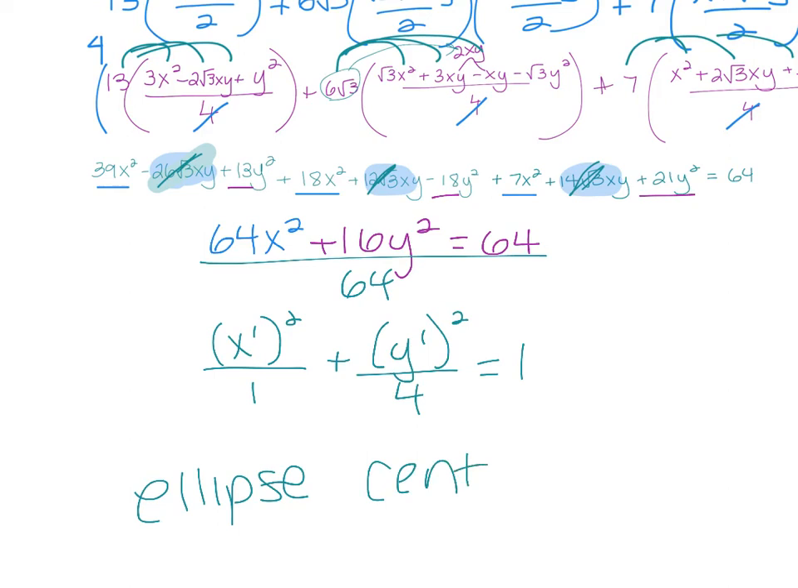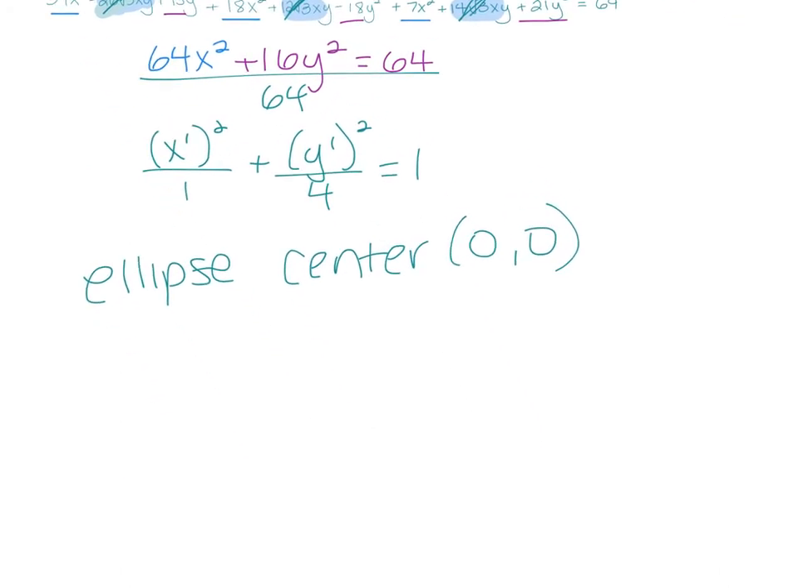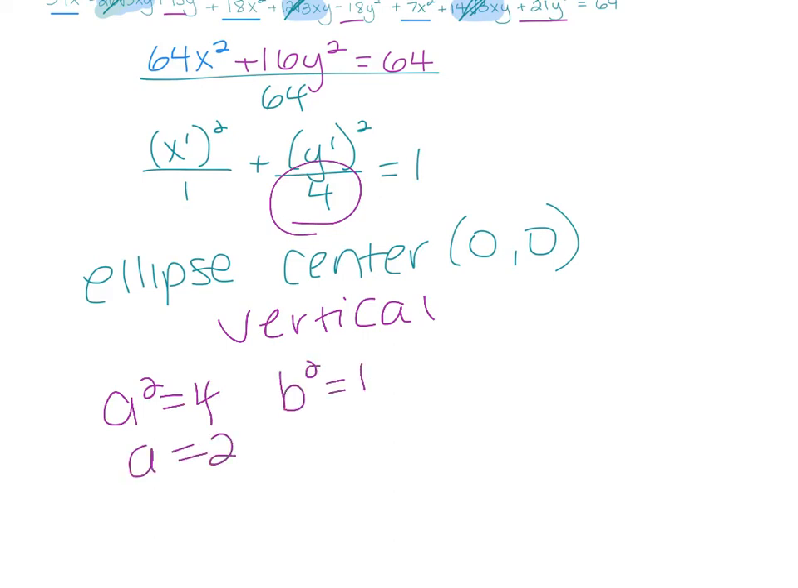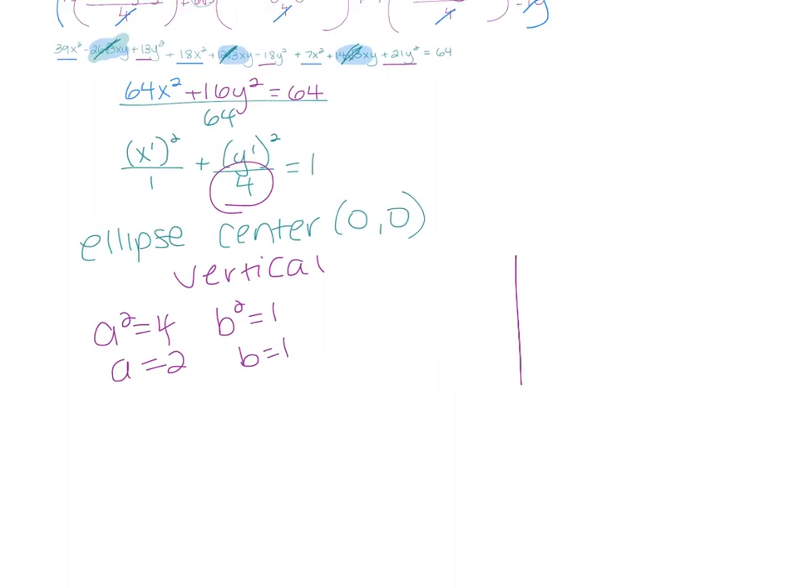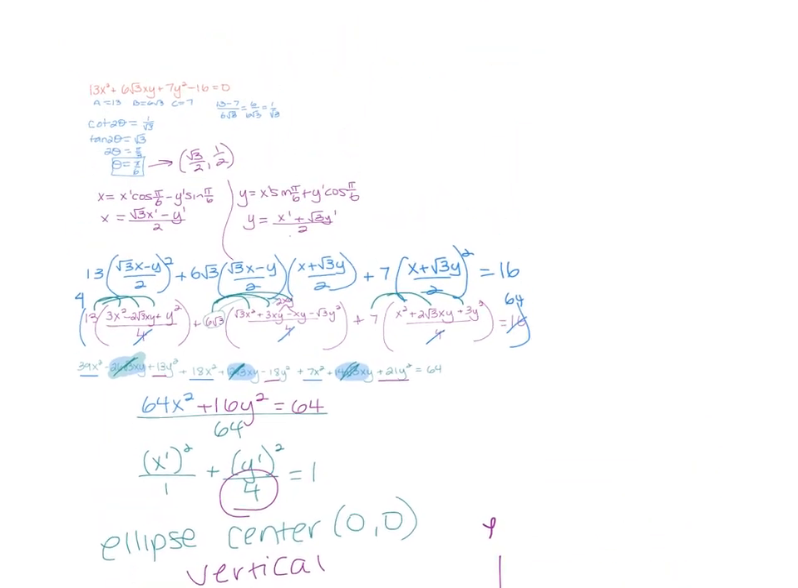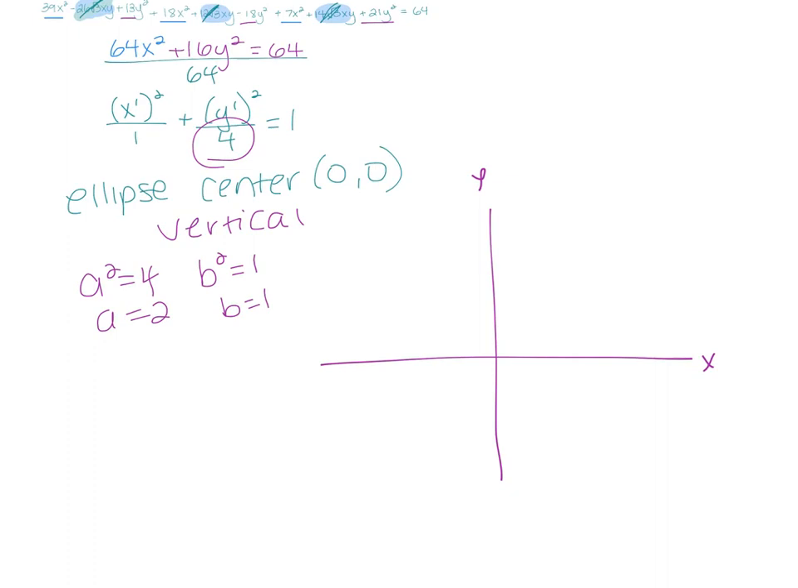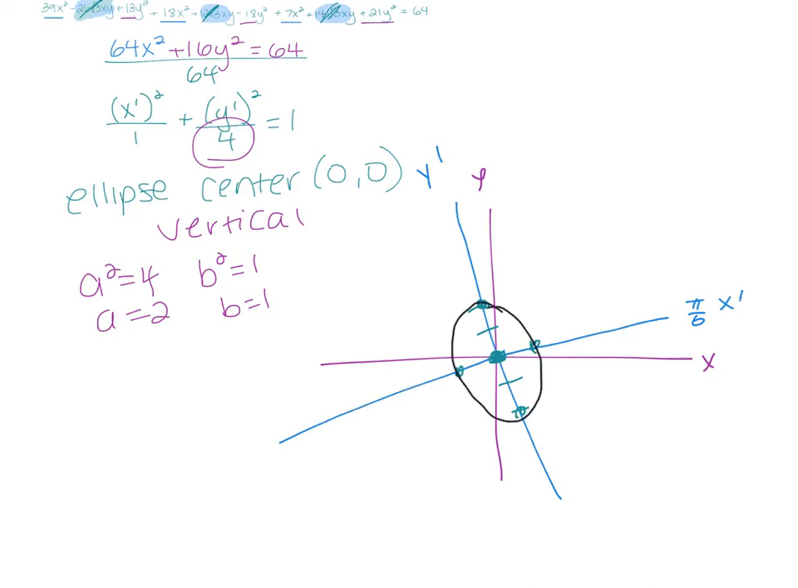Center is at 0, 0. It's vertical because the larger number, which is my a, is underneath the y. So a is 2, b squared is 1, b is 1. So now I'm going to draw my initial coordinate grid, and then my rotation axis, all the way up at the top there, that theta was pi over 6. So I'm going to come up to pi over 6. Make that my x prime axis, my y prime. My center's at 0, 0. This is vertical, so I'm counting up 2, down 2, right 1, left 1. And there's my ellipse on the rotated axis.